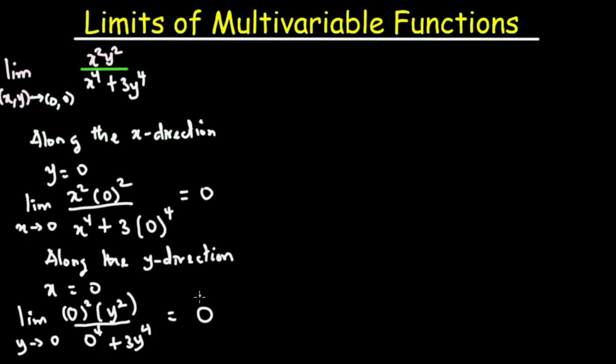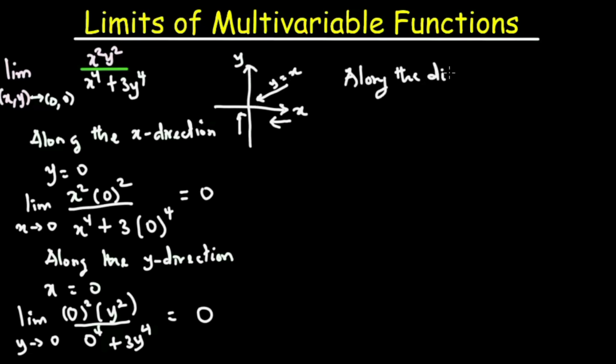But we cannot stop here. Our answer cannot be 0. So we have to go in another direction. Looking at the question, we can go in the direction, let's say, when y equals x. So if this is our xy plane, this is y, this is x. We have gone in the direction of the x towards the origin. We have gone in the direction of y towards the origin. Now we can go in the direction of the line y equals x. So anywhere I see y, I replace with x.